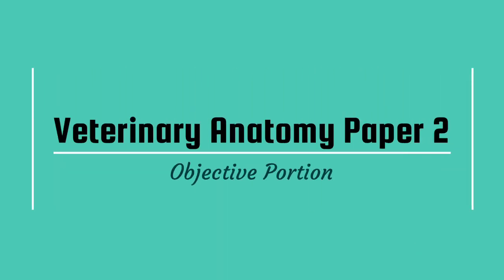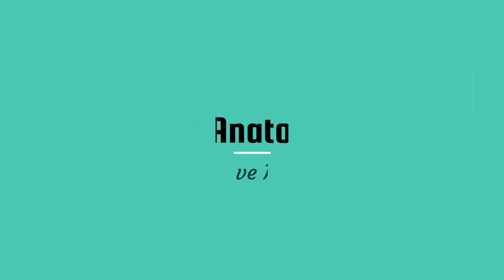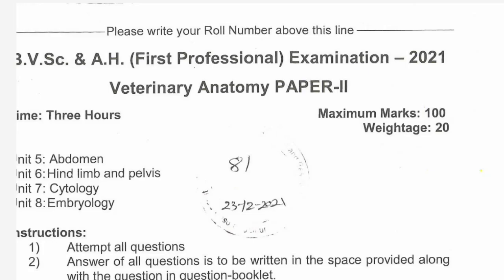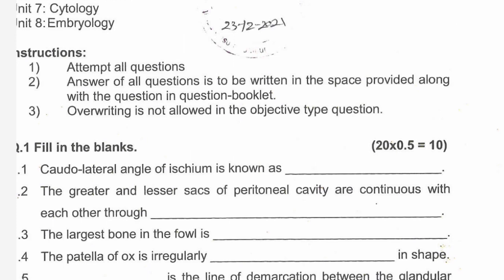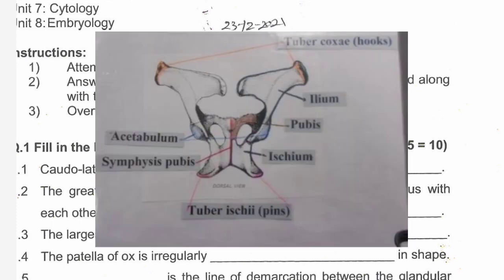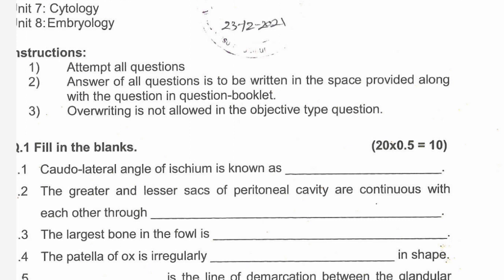So in this video we will discuss the objective portion of veterinary anatomy paper 2nd. So let's start with the fill-ups. The first fill-up is: the caudolateral angle of the ischium is known as pin bone or tuber ischii. The second is: the greater and lesser sacs of the peritoneal cavity are continuous with each other through. So the answer of this is the epiploic foramen, or foramen of Winslow.